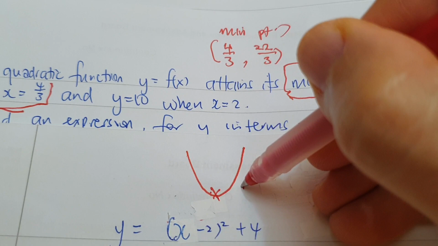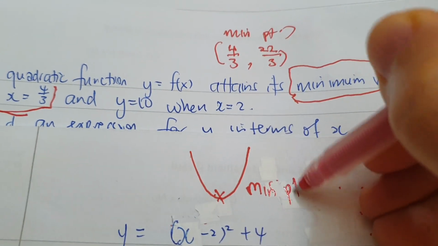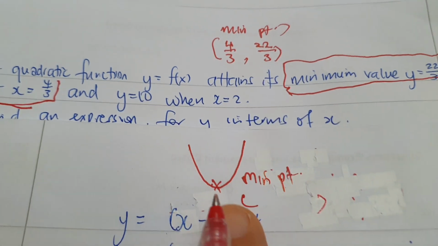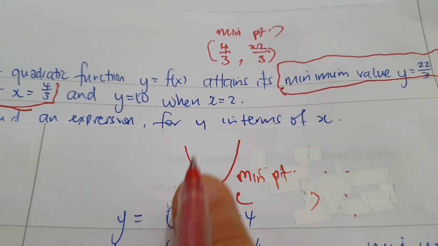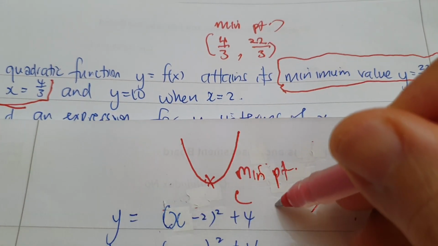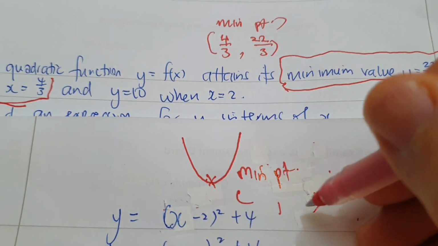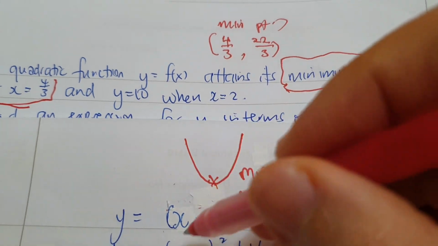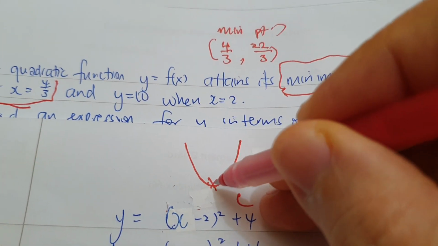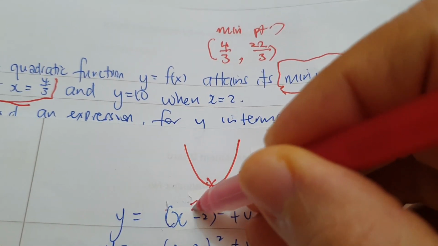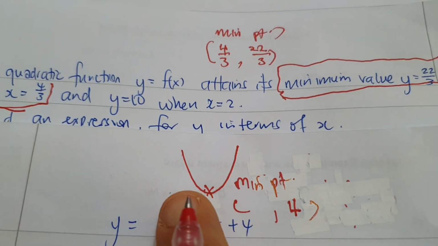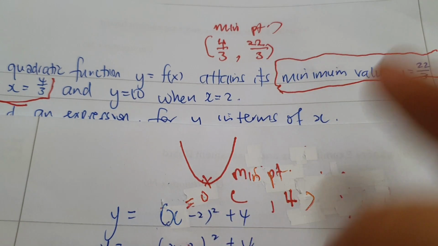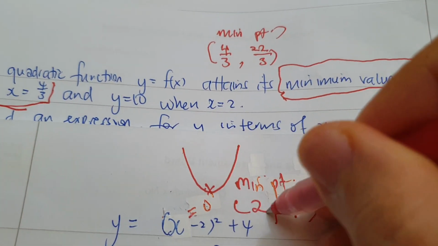And what is the minimum point of this function? Very simple, you cover the completed square. That will give you y equals to 4. That means the minimum value of this function is 4. And when will it reach its minimum value? It happens when, just now I covered this up, right? In order to get the 4, it happens when x minus 2 equals 0. So it happens when x equals to 2.